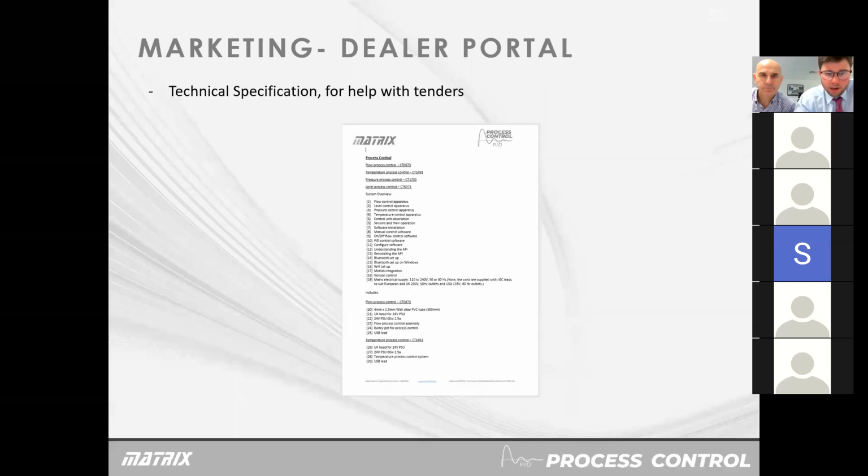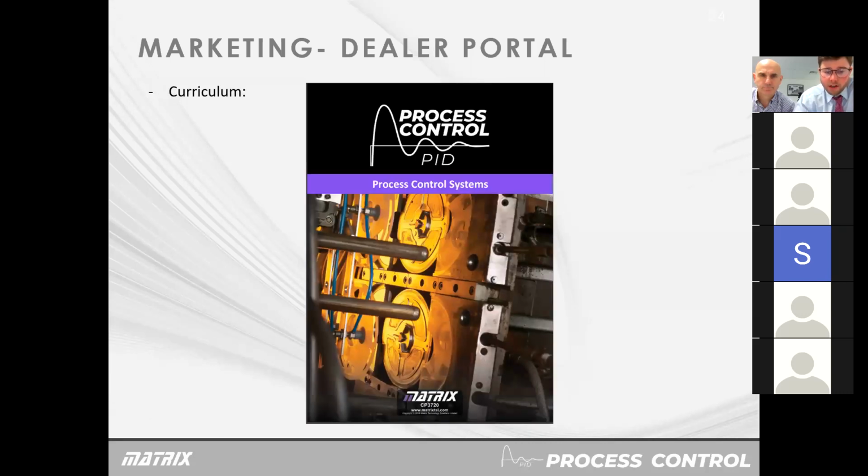Okay, so that's the dealer login. This is an example of the technical specification that will help you with tenders. You know, some keywords and system overviews and things like that that will help you if you're being asked by a customer to help write a tender. This is the curriculum that John's told us about. It's all in one, so whether it's flow, level, temperature or pressure, it's all in one curriculum.